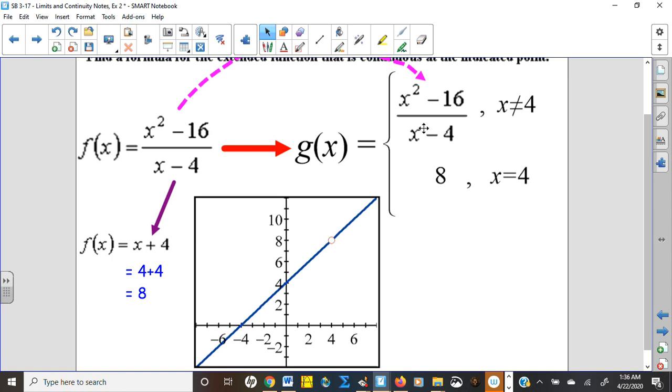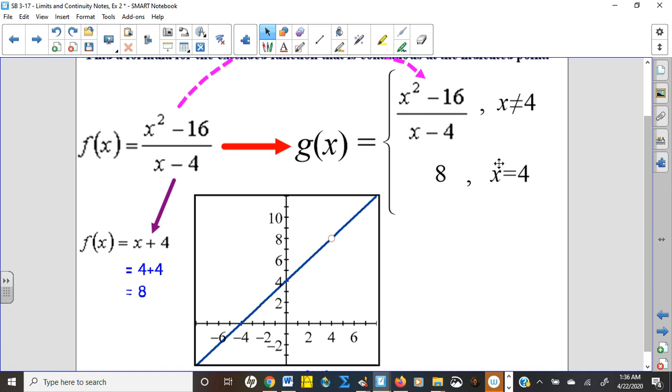I mean, I guess you could make it with more parts if there were multiple holes and you could fix them all at the same time. But for us, it's usually just going to be one hole that we're going to fix. And so your first line is your original function, which is good as long as x is not equal to that one bad x value. And then you figure out the specific height.